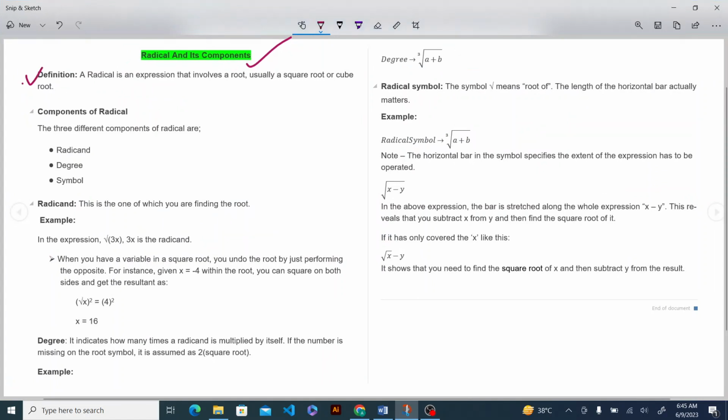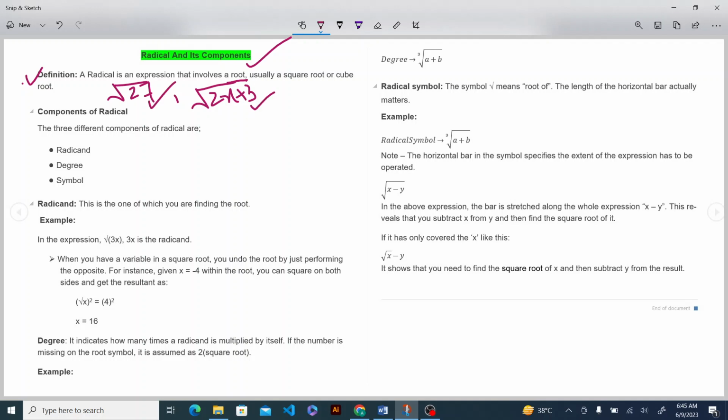The definition is: a radical is an expression that involves a root, usually a square root or cube root. Means, this is the example: under root 27 or under root 2x plus 3. So these two are the examples of radical.